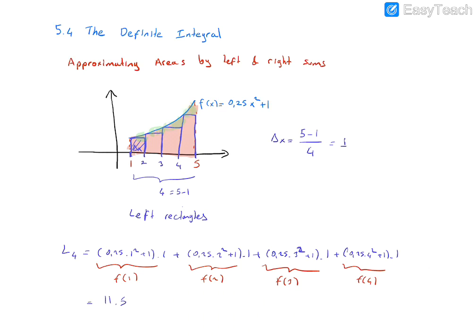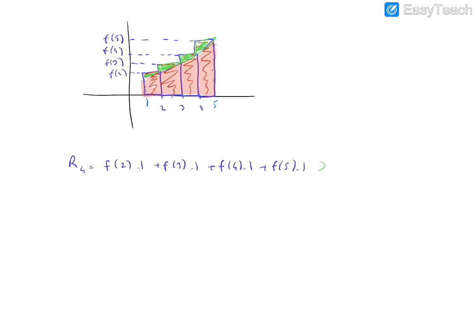Okay. So this area L4 is less than the exact area. In this calculation, this is bigger than the exact area. This is just an approximation for our area. If the number of subintervals increases, the error decreases.